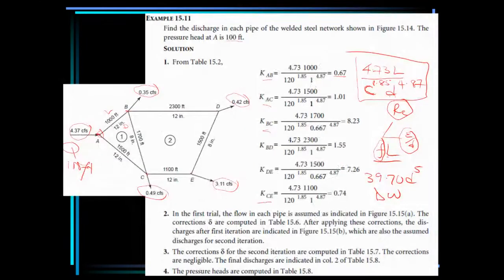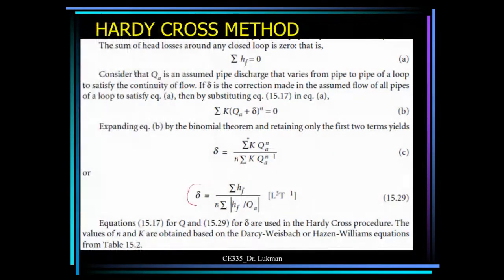Okay. Now let's move to the next point. You see here we computed K. In the first trial, the flow in each pipe is assumed as indicated in the figure which I have just shown, and the corrections are computed in Table 15.6. How do we compute the correction? We have to compute the head loss for each pipe, that's HF, and we have to compute HF over Q, and then apply the formula for the correction, which is this one. For N, for Hazen-Williams we use 1.85. For Darcy-Weisbach, we use 2.